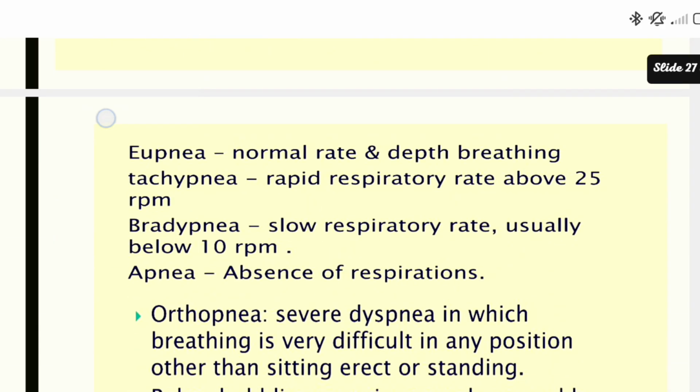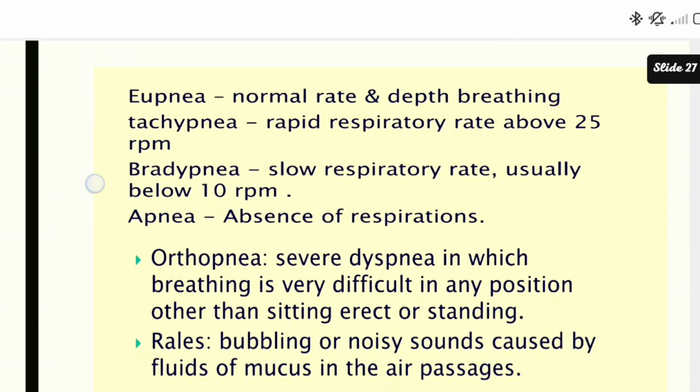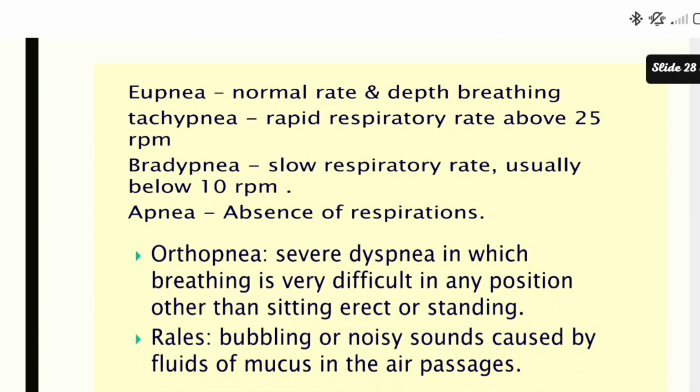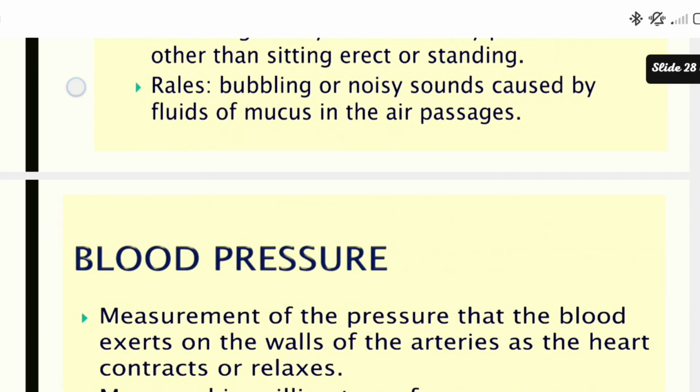Okay, so basic terms we have to discuss, like eupnea means normal rate or depth of breathing. Tachypnea means rapid. Tachy I already said, tachy means increase, right? So tachypnea means rapid respiratory rate above 25. Brady means decrease, so bradypnea means low respiratory rate, usually below 10. Okay, apnea means absence of respiration.